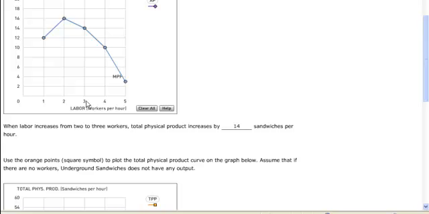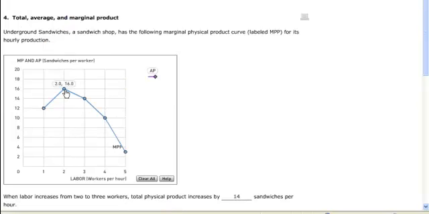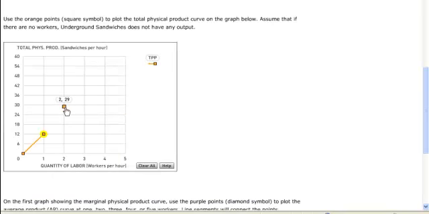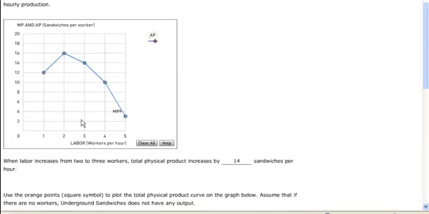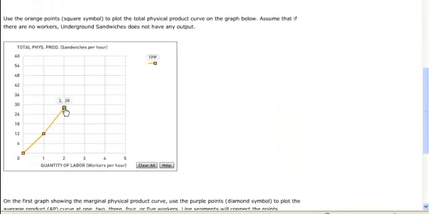At 2 workers, the second worker is going to add an additional 16 sandwiches per hour. So we're going to take the 12 sandwiches that worker number 1 created, add 16 to that, and come up with a total physical product of 28 sandwiches. So (2, 28) is going to be our next point. Okay, when they add a third worker into the mix, what's going to happen? Well, the third worker adds an additional 14 sandwiches per hour. So total physical product was 28, and 28 plus 14 is going to give us 42. So we're going to go ahead and plot (3, 42) on our graph.